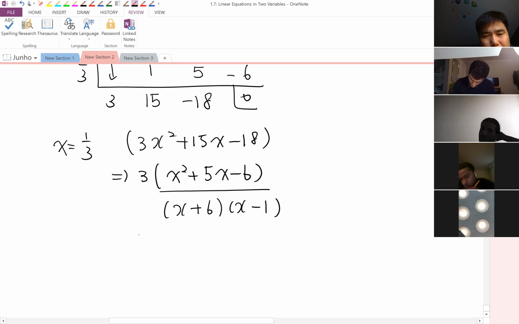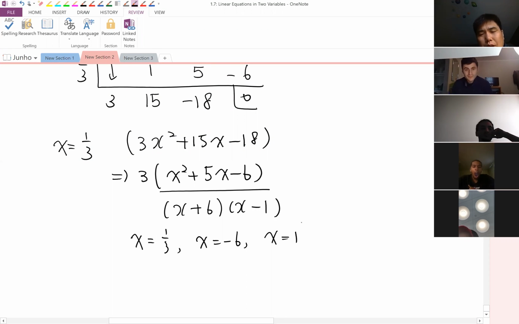Therefore, we have x equals 1/3, x equals negative 6, and x equals 1. There will be a zero factor. Please scroll back up. Make sense?